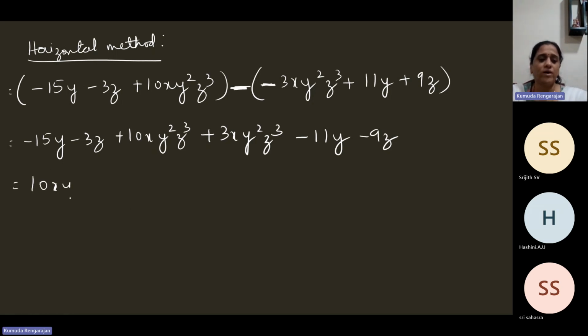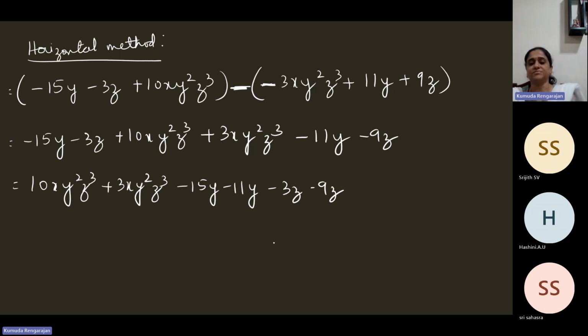So 10xy square z cubed and plus 3xy square z cubed, these two are like terms. Minus 15y and minus 11y are like terms. Minus 3z and minus 9z are like terms. These are like terms. So how do we simplify?